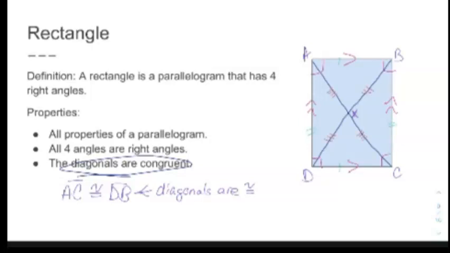All right, so actually, we don't even need those extra little tick marks because they're not only bisecting each other, but they're also congruent. So therefore, they're all going to be the same. In other words, AX is going to be congruent to XC, which is also congruent to DX, which is also congruent to XB. So all the little segments are congruent to each other. They're being bisected because that's part of the parallelogram, and they're congruent because that is the definition of a rectangle.